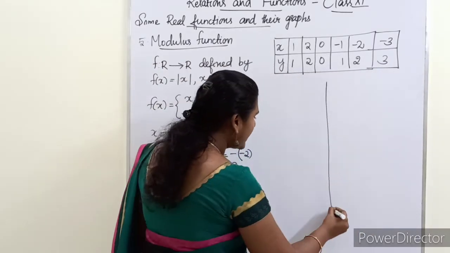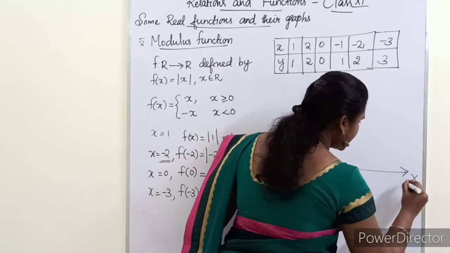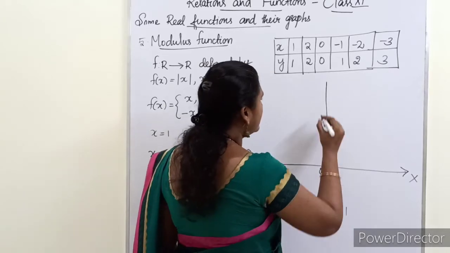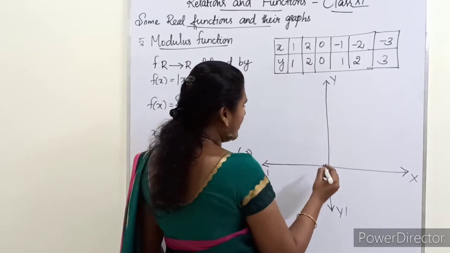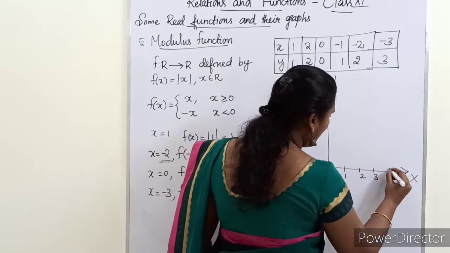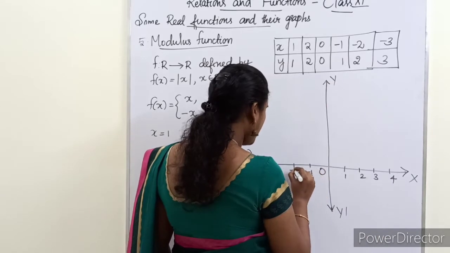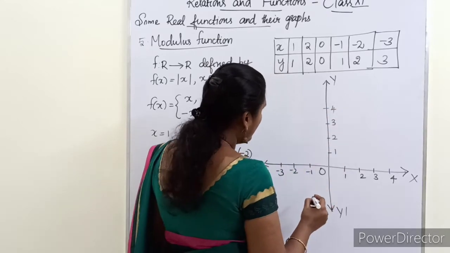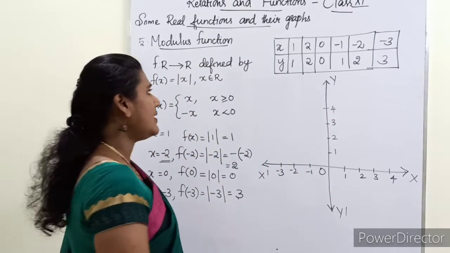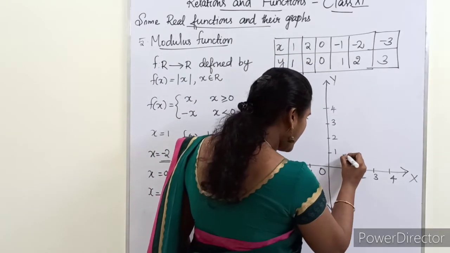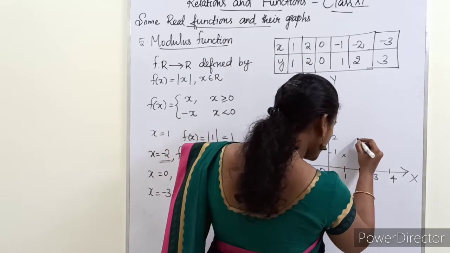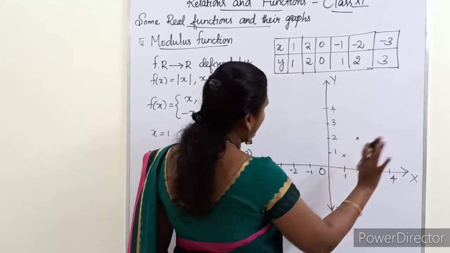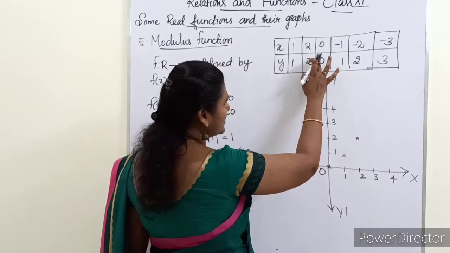Now we are going to draw the graph of this function. X dash, origin O, Y dash, Y. We will mark the points 1, 2, 3, 4, and here minus 1, minus 2, minus 3; on Y we need not mark negative. So x 1, y 1 is this point. X 2, y 2 is this point. X 3, y 3, y is also 3 only. Then x 0, y 0 is this point.